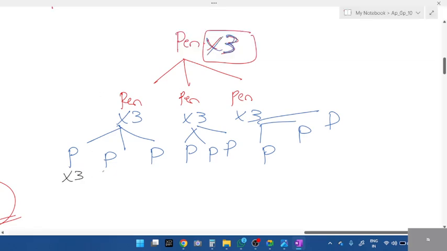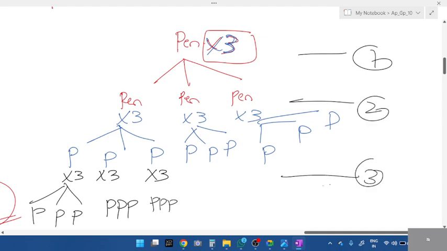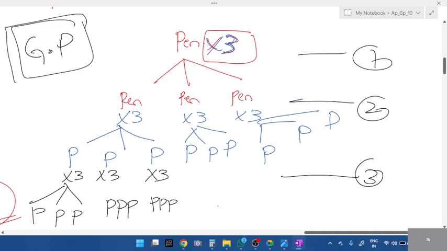Again, this will get multiplied into 3, into 3 and into 3. Look, you will have P, P and P. Again 3 P's here, 3. Look at the way it gets multiplied. This is the first step, second step, third step. By third step, if you calculate GP, this is used in accounting. In some bankings and accountings, for financial matters, we use this calculation, GP concept.